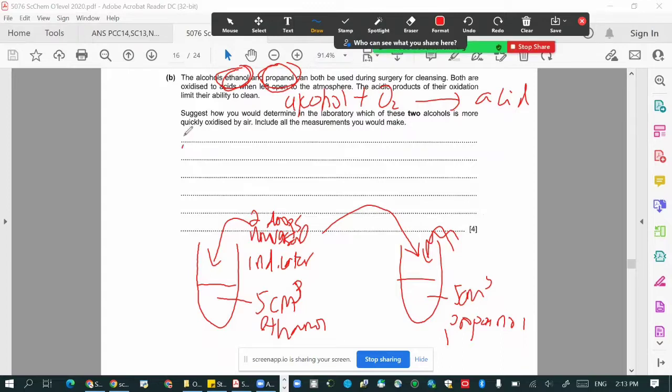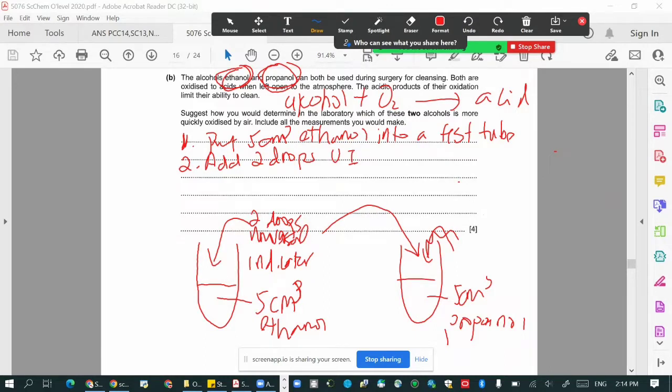So what would be the steps? Basically, you just write down whatever I've measured just now, which is put 5 cm3 of ethanol into a test tube. Then after that, add 2 drops of universal indicator into the test tube. I just use short form so that the video will not become very long. So you have to write down the observation as well, which means that the solution turns green.